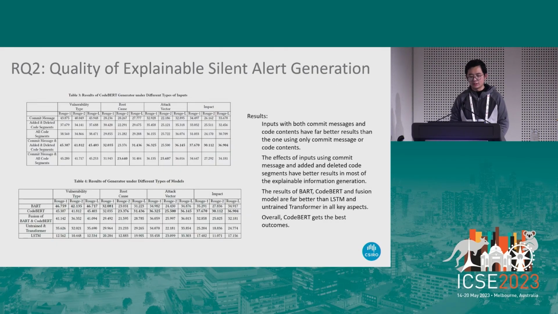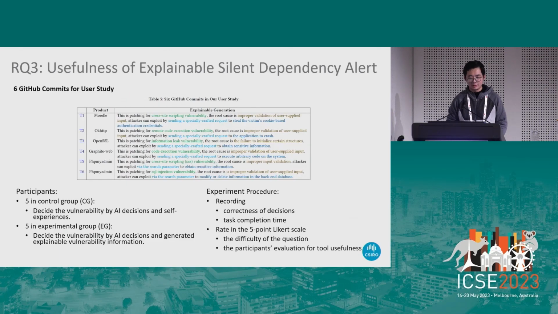And the results are similar for the generator. Still, both the commit messages and code changes contribute to the information generation. And still, the CodeBERT model gets better performance than the others for the generation.